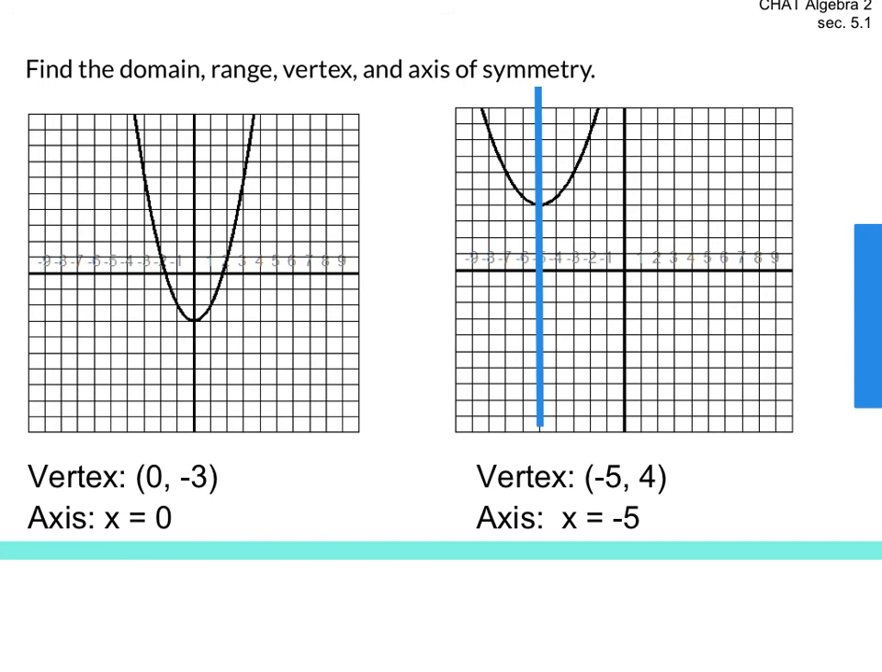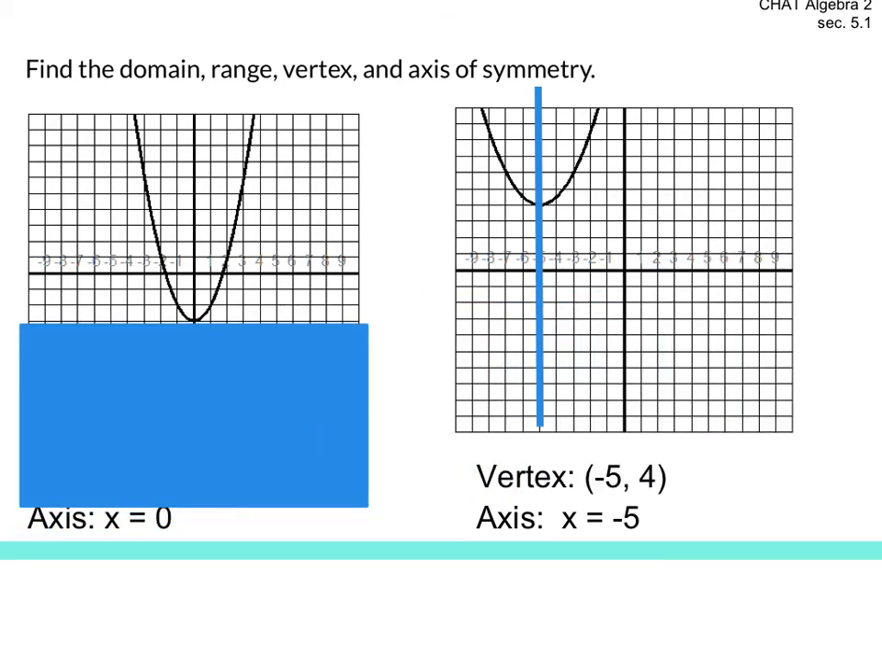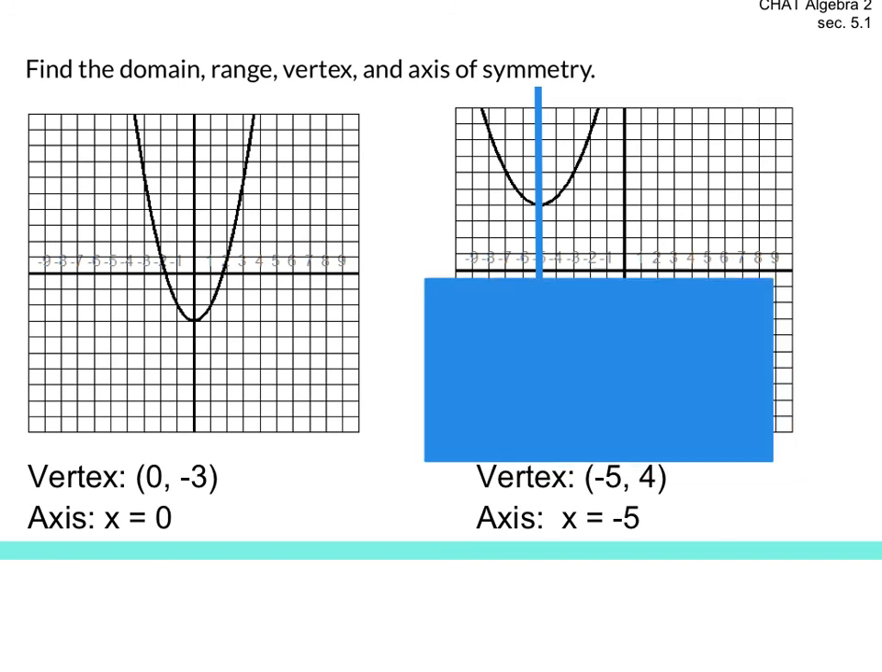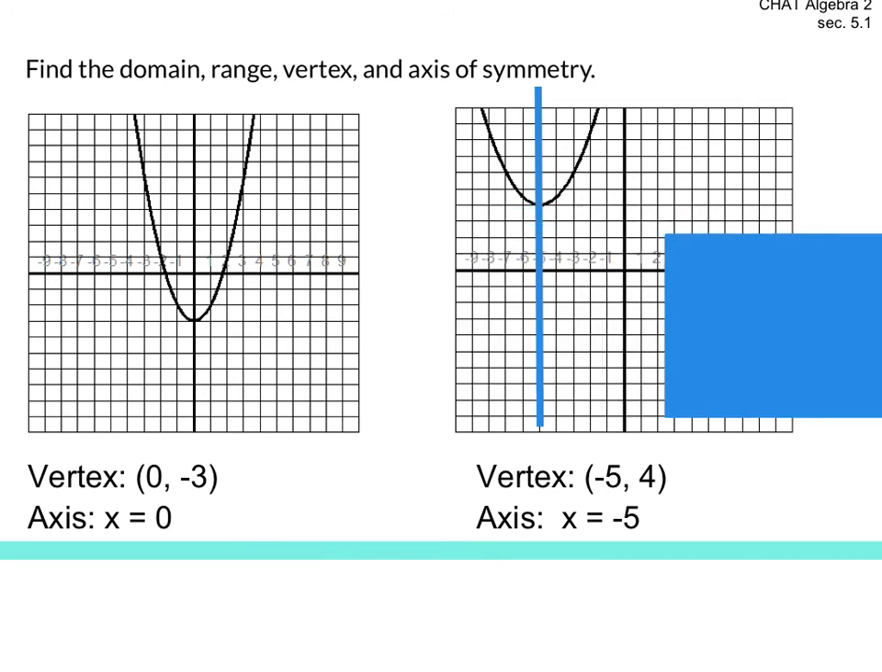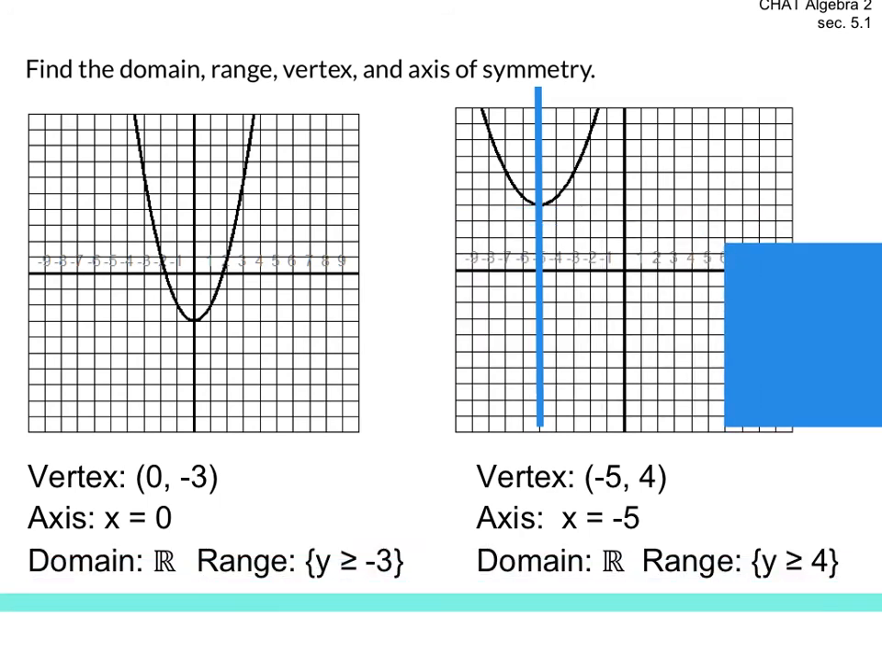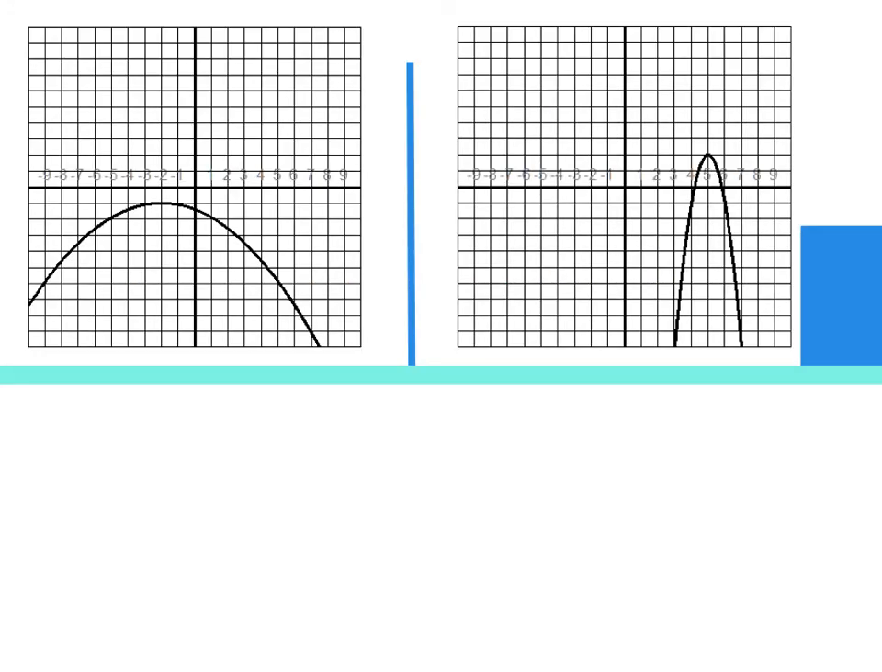Now when we look at the domain and range, we've already talked about the fact that the domain is going to be the set of all real numbers, but let's look at what the range will be. Over here, all of the graph takes place above the number -3 on the y-axis. And over here, it looks like they are all greater than 4. So we would say that the domain is the real numbers for both of them, and then the range would be the numbers greater than or equal to -3 for this one, and greater than or equal to 4 for this one.